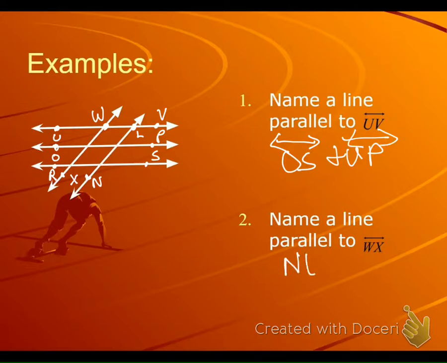So the line parallel to that would be NL. Nice job. It's the same line, but you could have named it LN as well. Either of those is acceptable. It just has to be 2 points on that line. It doesn't matter which order you write those 2 points. So either one of those works.